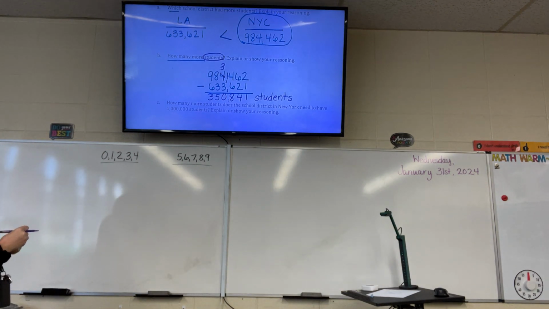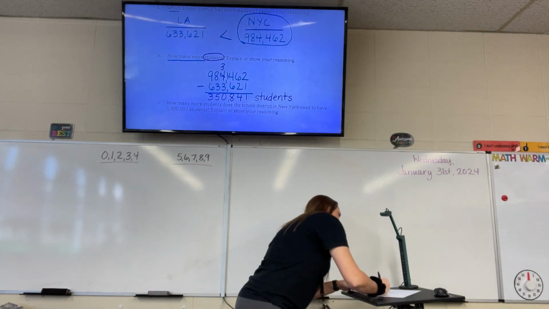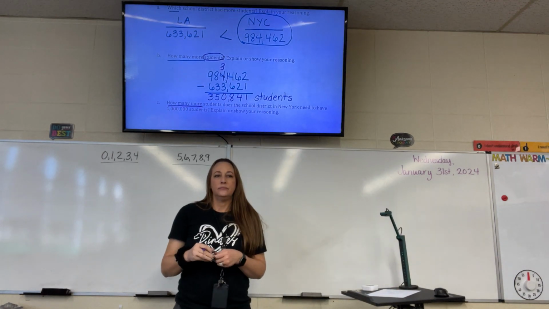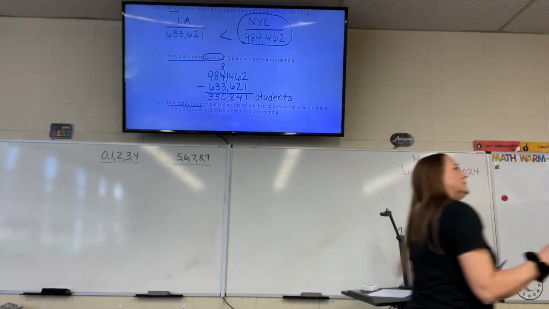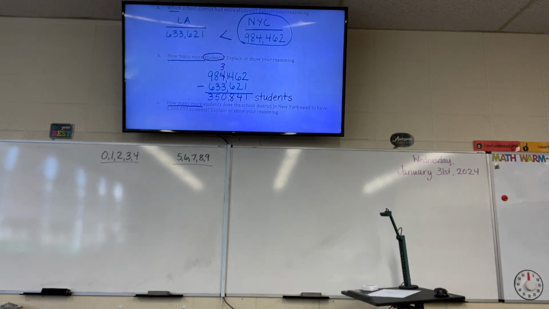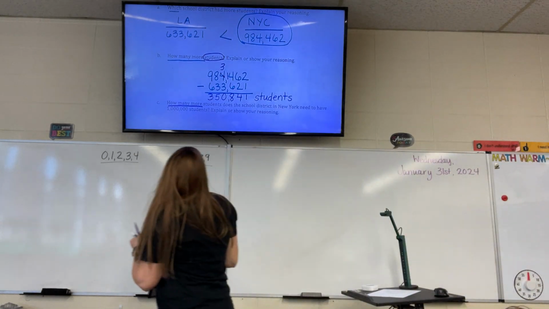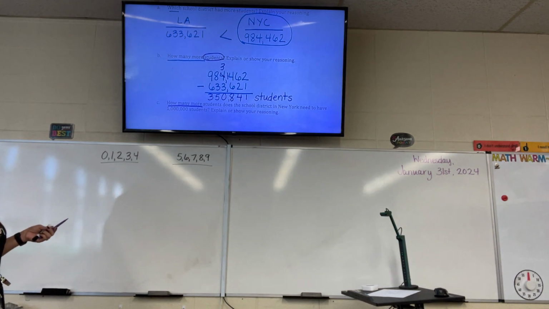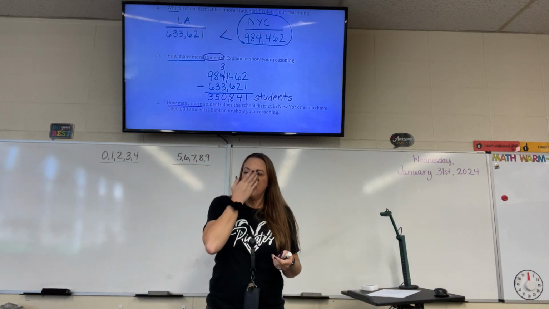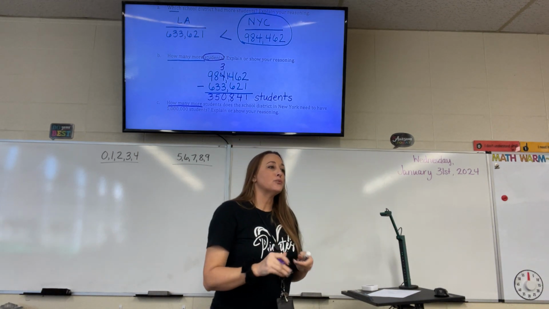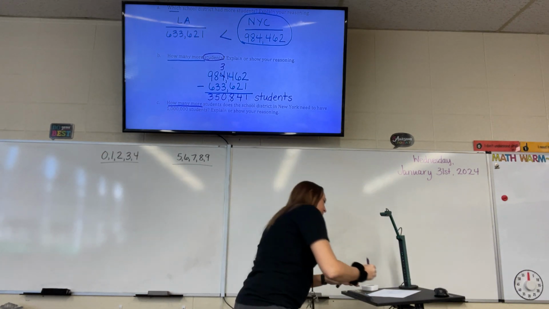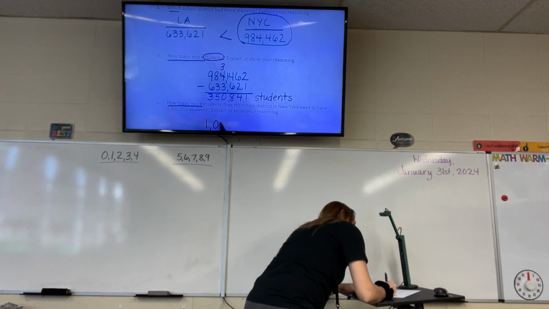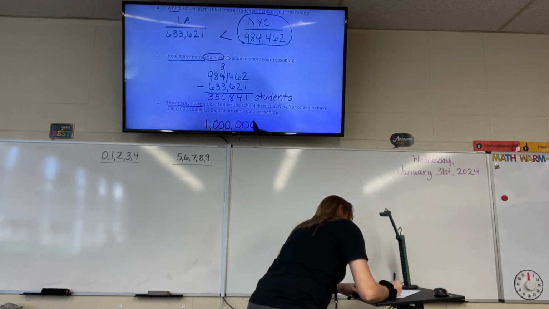The last one says how many more? What do, everybody? Subtract. Okay. So just like a minute ago, we have our word clues over here. How many more is under subtraction? So we're going to subtract. It says, how many more students does the school district in New York need to have 1 million students? Okay? So we know we're going to subtract, and the numbers we're dealing with are the New York number and 1 million. What goes on top? 1 million. So the way you write 1 million is a 1, a comma, a 0, 0, 0, a comma, a 0, 0, 0.